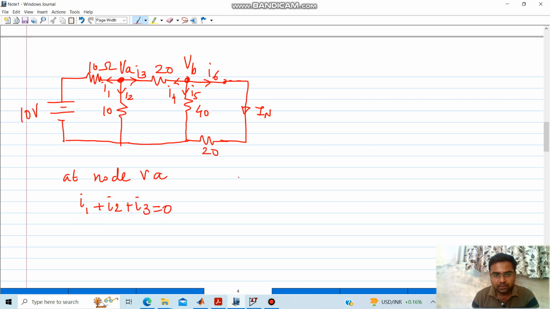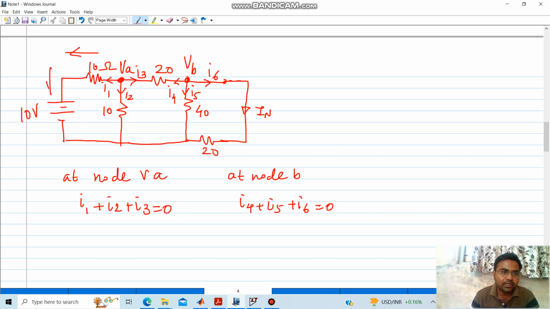And at node B, that would be I4, I5, I6, which will be equal to 0. Now what is I1? So I1 is current flowing like this. Now in this path we are having VA node and this 10 volt. So I1 would be VA minus 10 upon resistance, which is 10. Here I2 is VA minus, as this is ground, so 0 volt. So VA minus 0 upon 10.